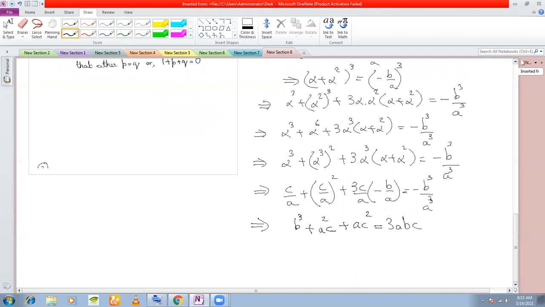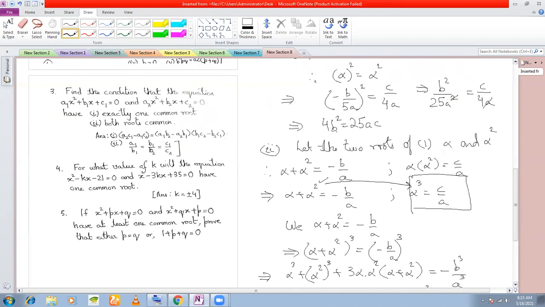Okay, and this is the relation between the coefficients. When one root is the square of the other, this is how the coefficients are related. When one root is 4 times the other, this is how the coefficients are related.